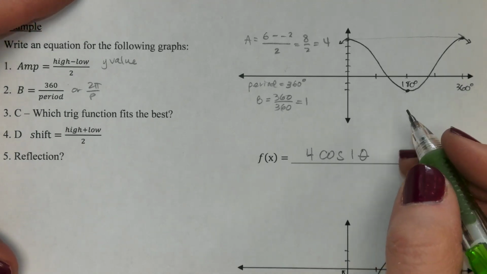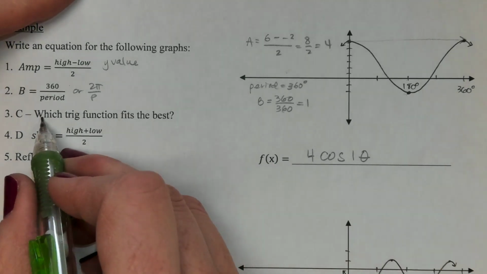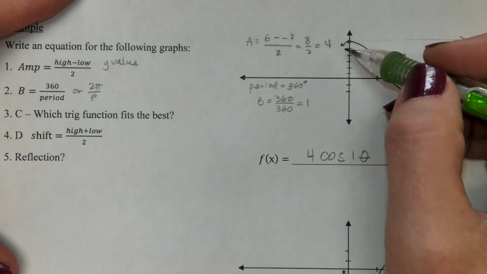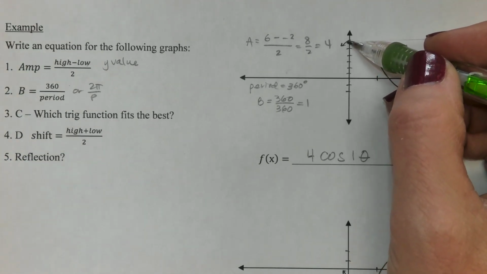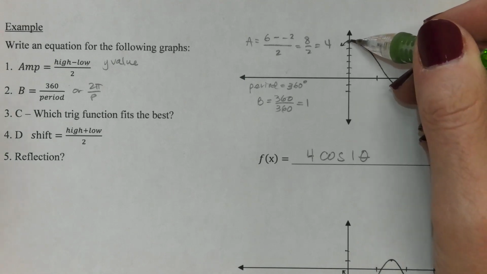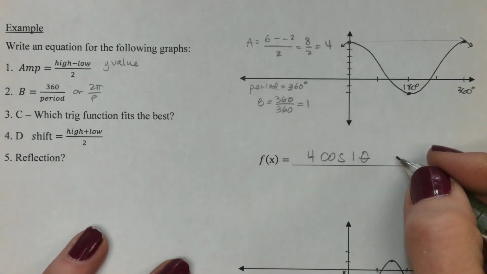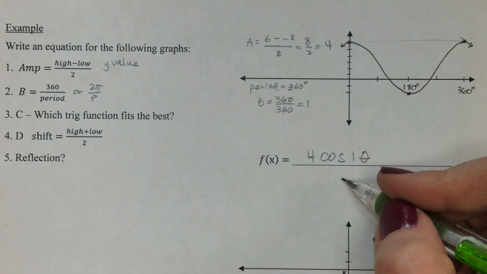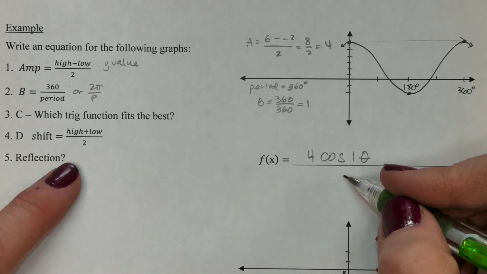Next up, we got to decide if there was a horizontal shift. So if you decided to go with cosine and it's doing what it should do, like this one is, because cosine is supposed to be a high point starting there. So that's great. We do not have a horizontal shift for that. When we go to do our sine, I'll show you what that'll look like.